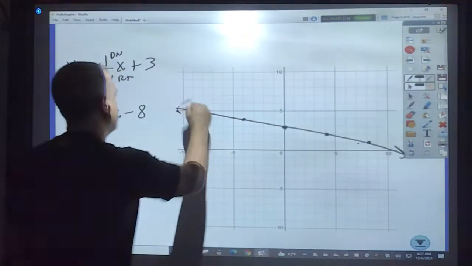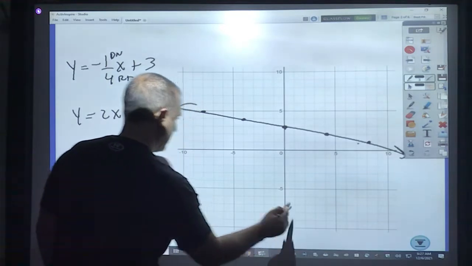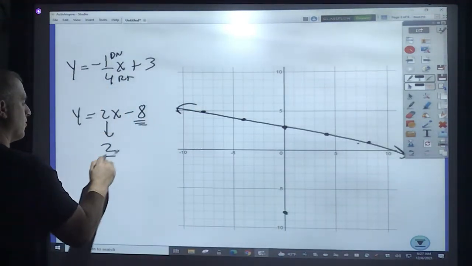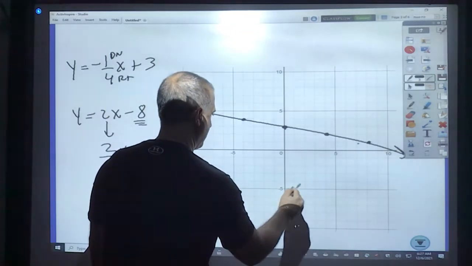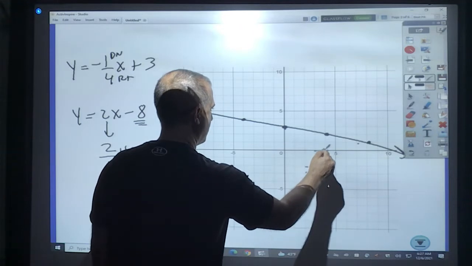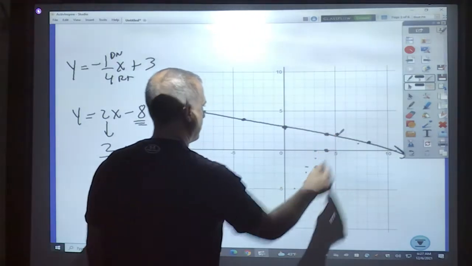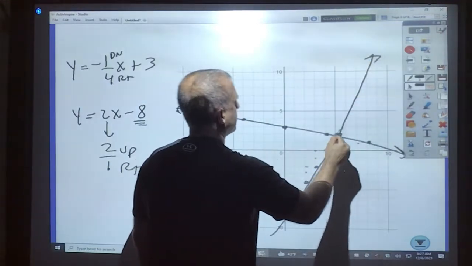Big long line. This one I would start at -8. This would be 2/1, which means 2 up, 1 right. So up 2, right 1, up 2, right 1, and continue. And you're going to estimate that.